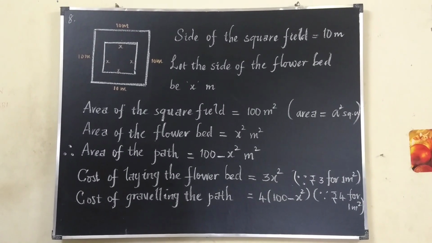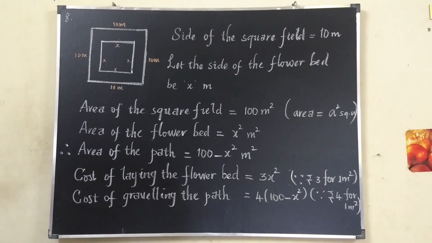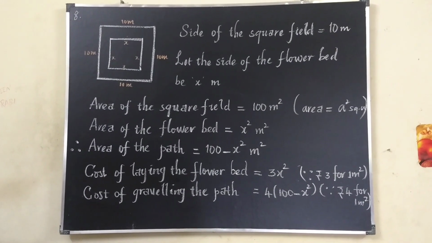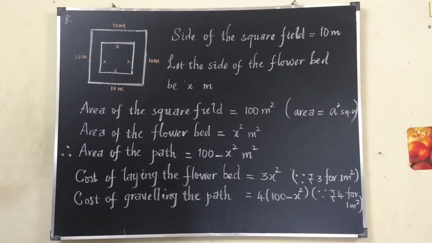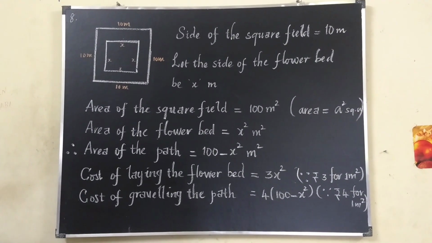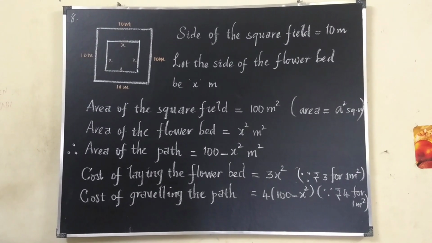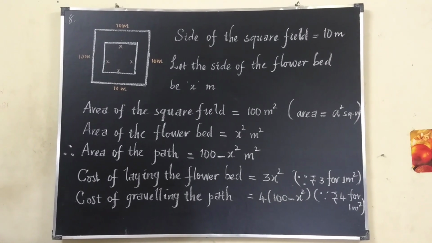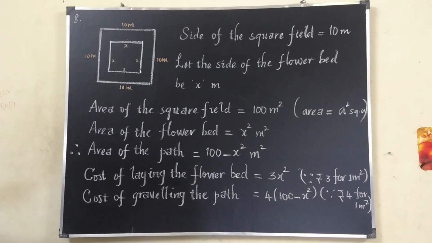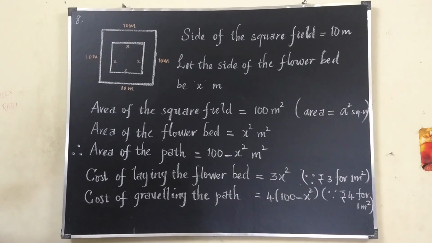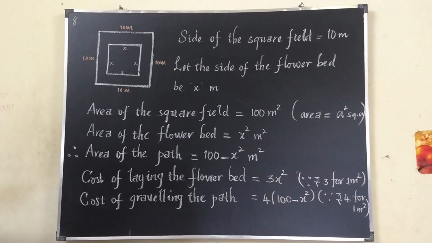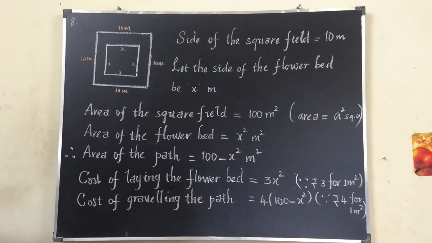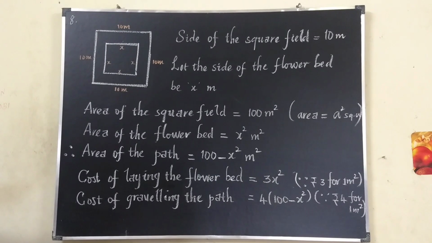But the cost is different per square meter for laying the flower bed and graveling the path. Total cost is given as 364. What's the cost of laying the flower bed per square meter? Rupees 3. What's the cost of graveling the path per square meter? Rupees 4. But the total cost is given as 364. Normally, when we consider the cost in sums like this, we have to take the area. Suppose you are going to make a garden and level it, the area of the garden will be leveled. So the cost would be multiplied by the area to find the total cost.